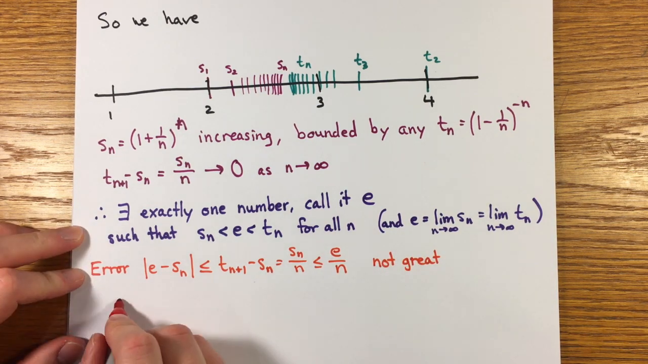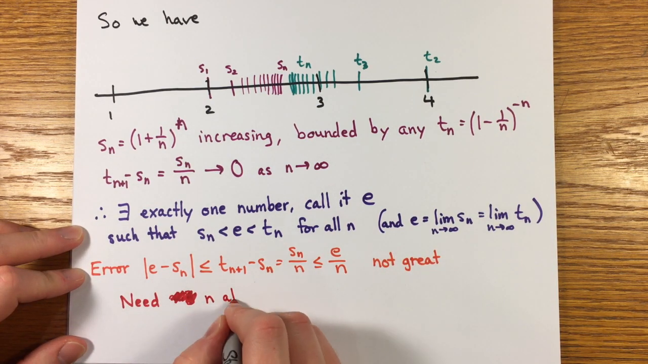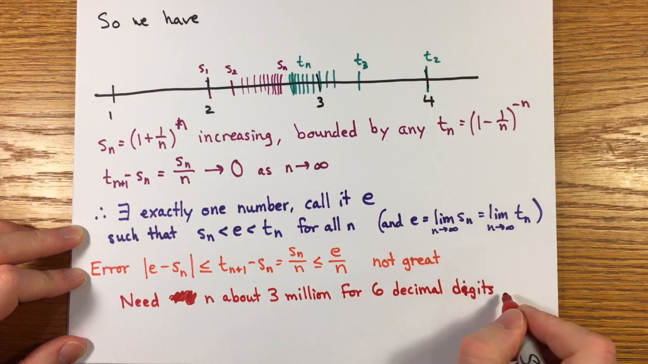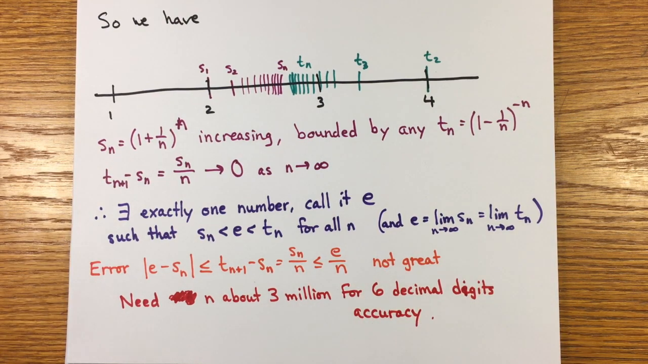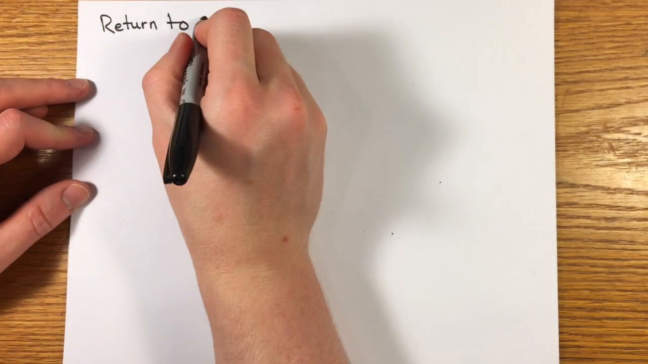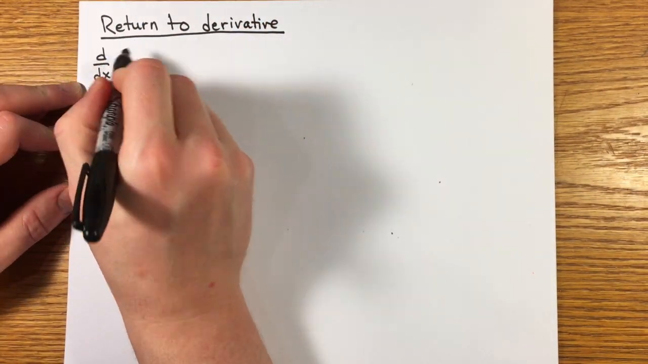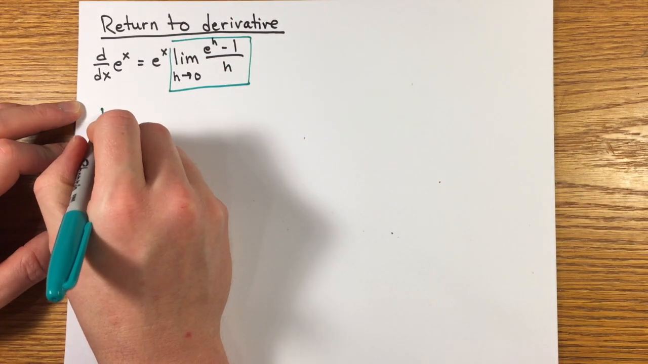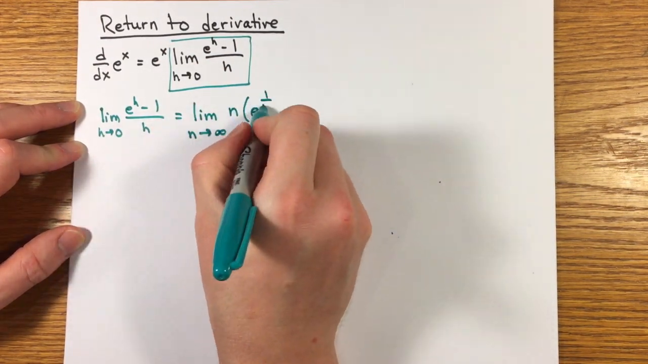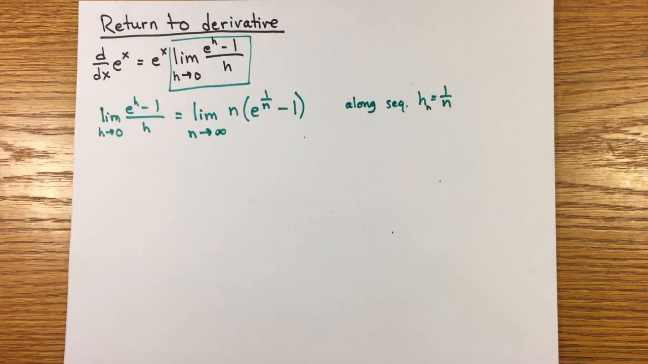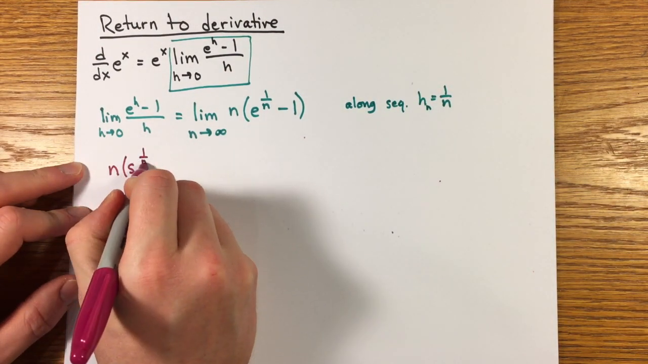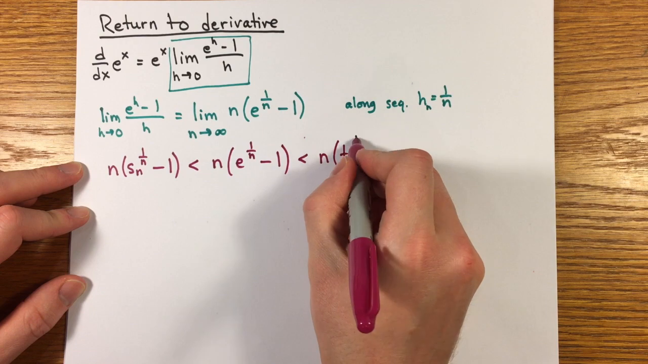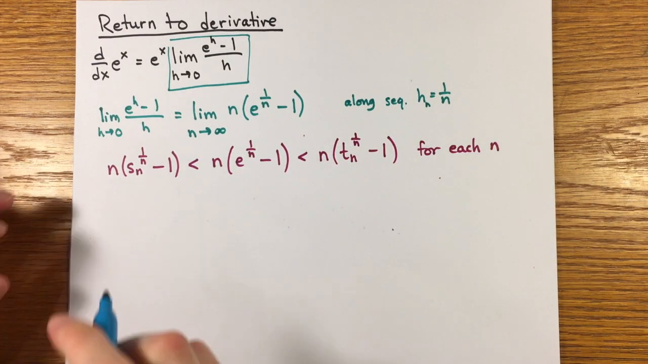So you need to go to about the 3 millionth term or so to know that you have 6 decimal digits of accuracy. But the advantage of this approach is that now you can compute the derivative of e^x. We have to compute the limit of (e^h - 1)/h as h goes to 0. Let's compute this limit along the special sequence h = 1/n. So the limit is n times (e^(1/n) - 1) as n goes to infinity.